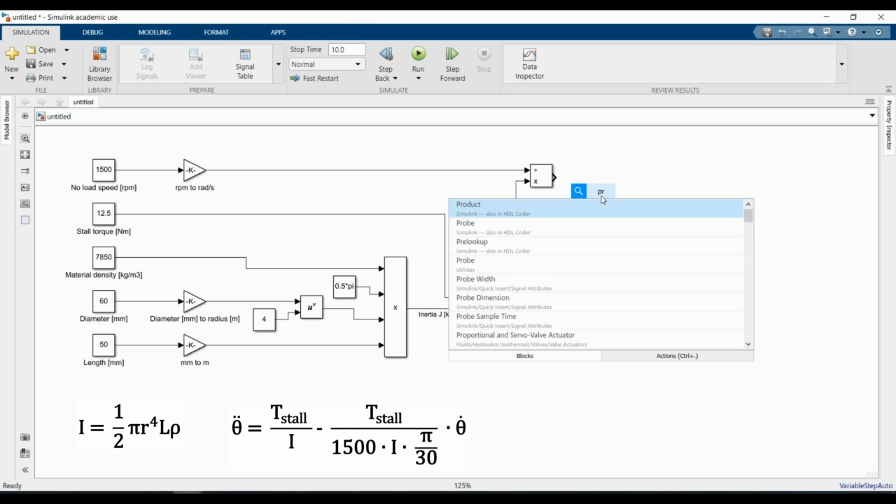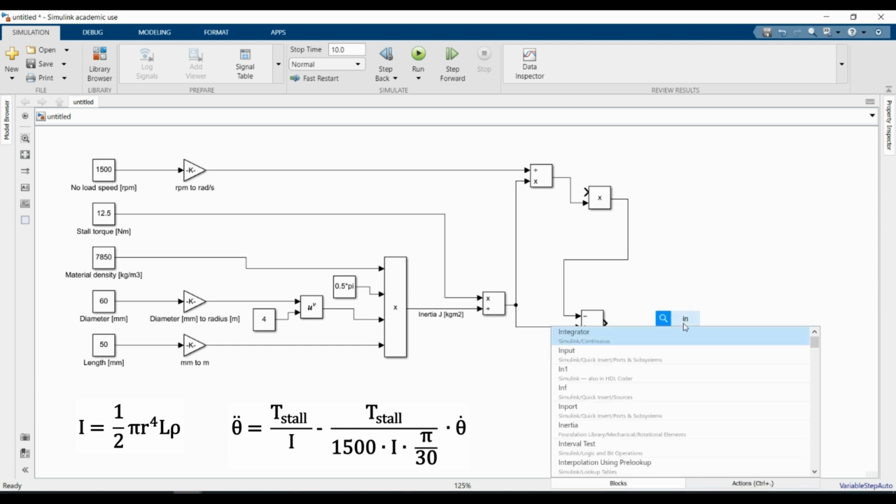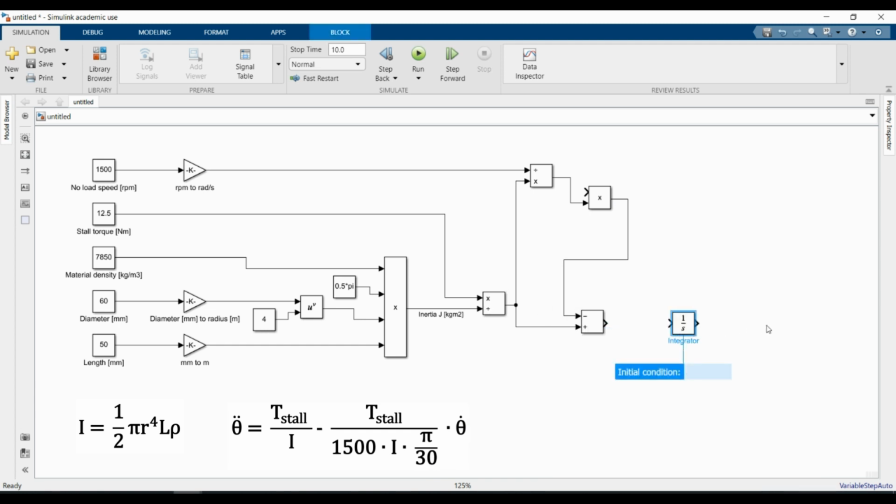A product block is added to multiply the second part of the differential equation with the actual speed, which is left open for now. The output result from the add block is the angular acceleration. We use an integrator block to obtain the angular velocity, and an additional integrator block is used to obtain the rotation angle from the velocity. The angular velocity is the actual speed here and can be used as input for the product block to close the loop of the differential equation.